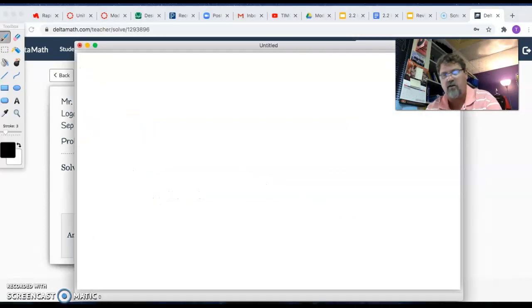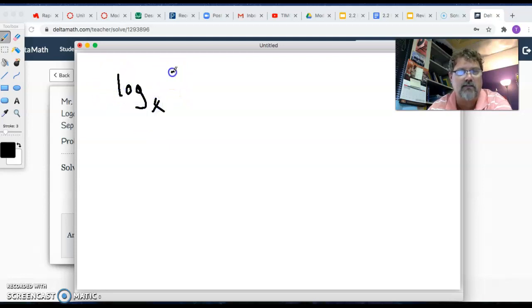All right, so we're solving for the variable, which is actually the base. So we're solving log base x of 125, and we're saying that is 3. In other words, this is saying the base x raised to the 3 power is 125.